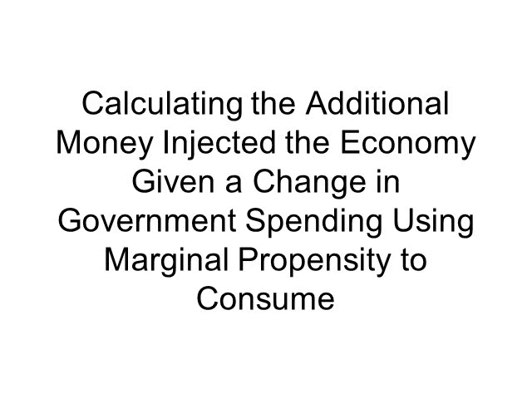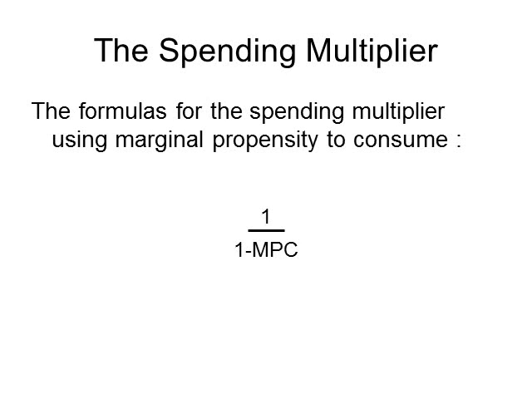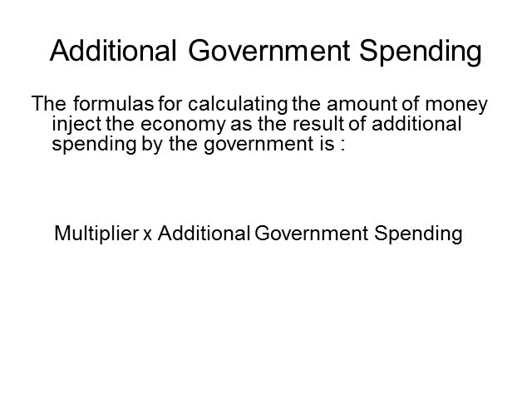In this short tutorial, we will look at the amount of additional money that is injected into a economy given a change in government spending using the marginal propensity to consume. The formula for the spending multiplier using the marginal propensity to consume is 1 divided by 1 minus MPC. The formula for additional money from government spending is multiplier times additional government spending.